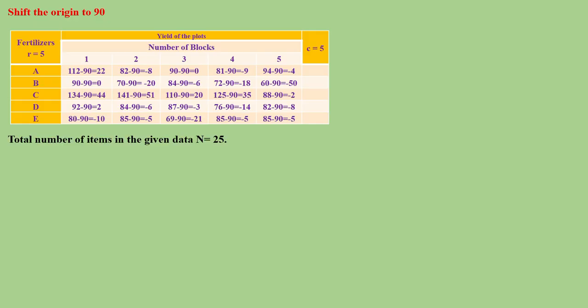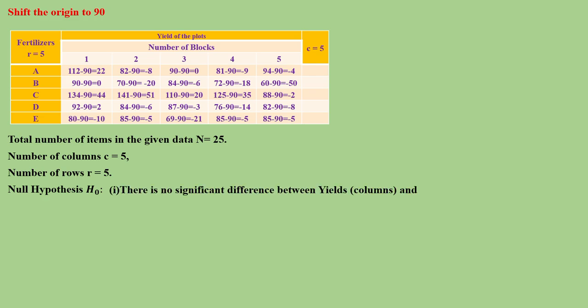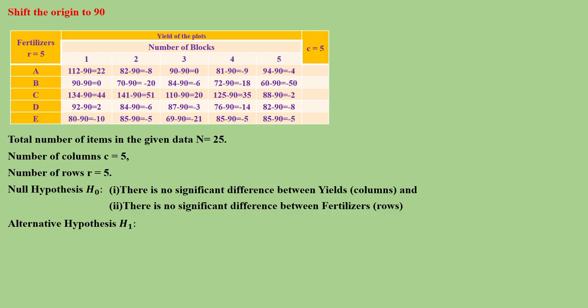So the total number of items is n equal to 25. Column number 5, row number 5, and we are defining the null hypothesis. There is no significant difference between yield columns. Then there is no significant difference between the rows, that is fertilizers. H1, the alternative hypothesis, is just opposite to the null hypothesis. There is a significant difference between columns, and the second one, there is a significant difference between fertilizers, that is rows.